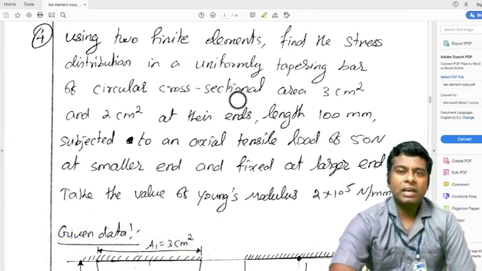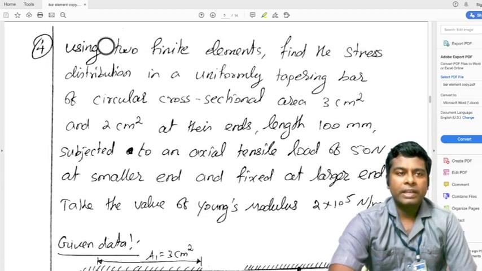Last class, I taught the problem based on linear bar element. Today, I am going to teach you the problem based on taper bar element. So, read the question. That is problem number 4.